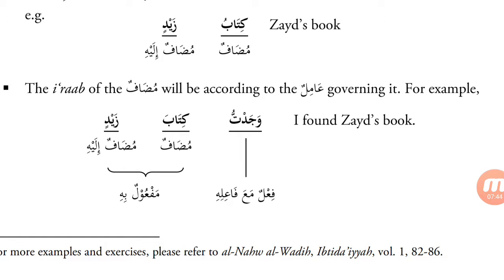So here, let's have a look at the example. Wajadtu kitaba Zaydin. Wajadtu is a fi'l. Wajadtu means I found.